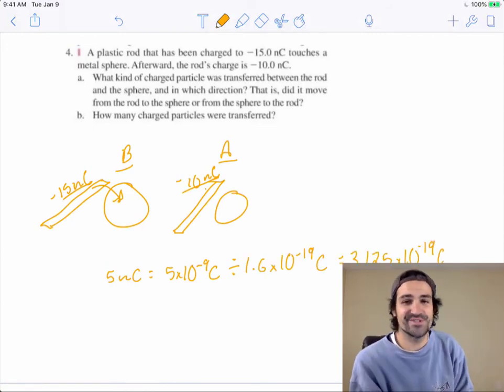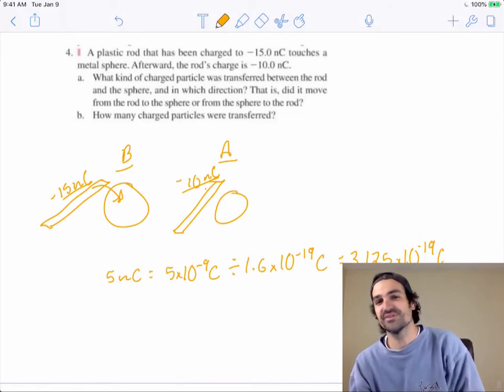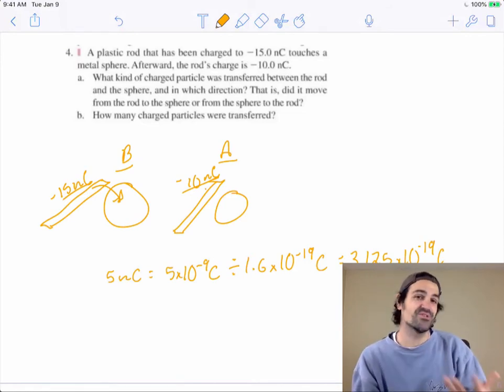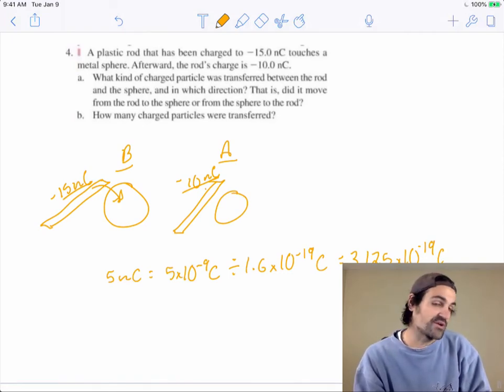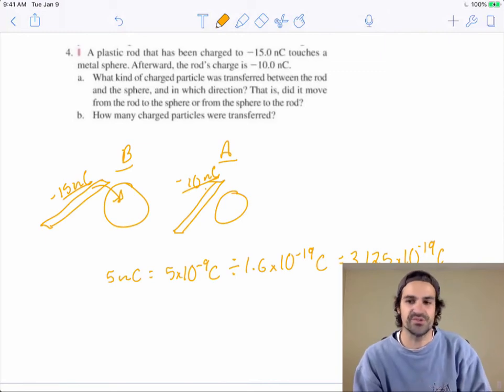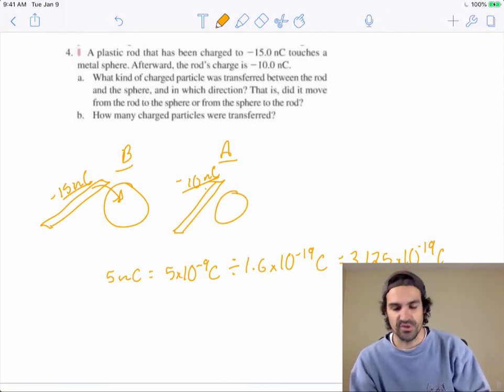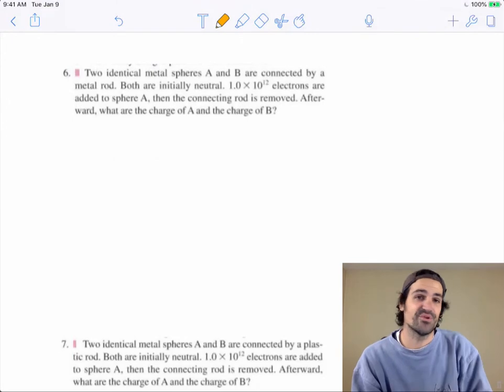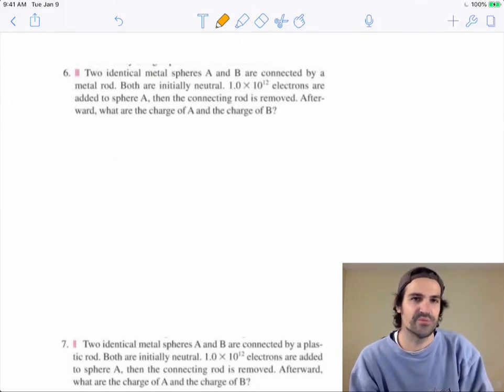And wouldn't you know it, it's the exact same problem as before. It's the exact same math as before. It just looks a little bit different. So if the difference is 5 nanocoulombs, the change in charge is going to be 5 nanocoulombs. It's going to be the same number of electrons to make up 5 nanocoulombs no matter how you count it.